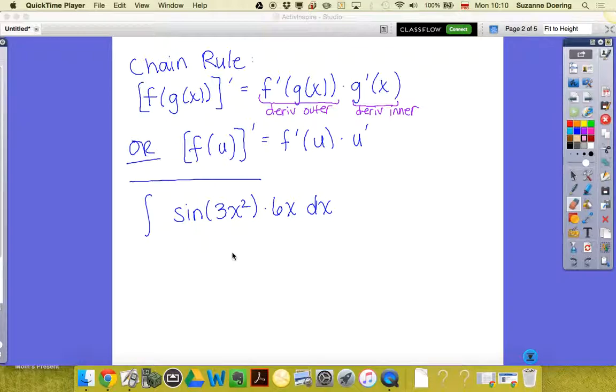So in our example that we worked together, we have sine of 3x squared, which I am trying to erase, because even in a recording, I cannot operate this board correctly.